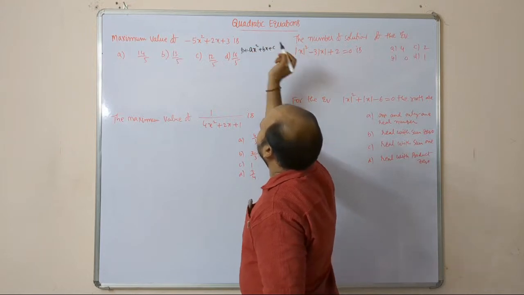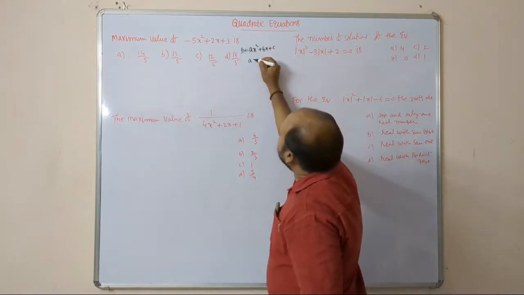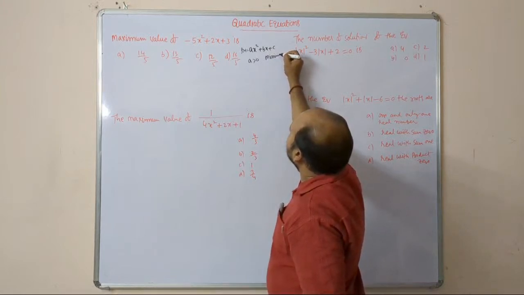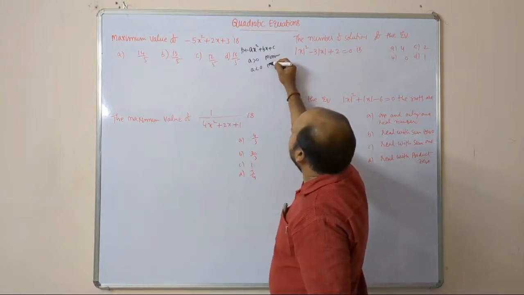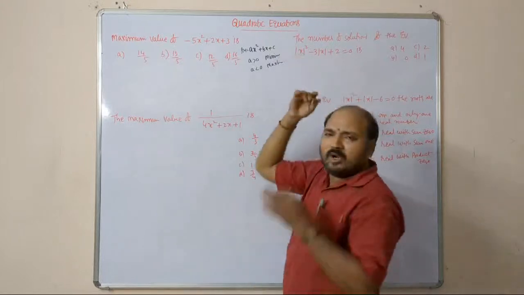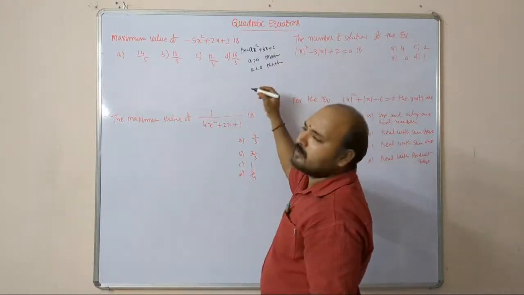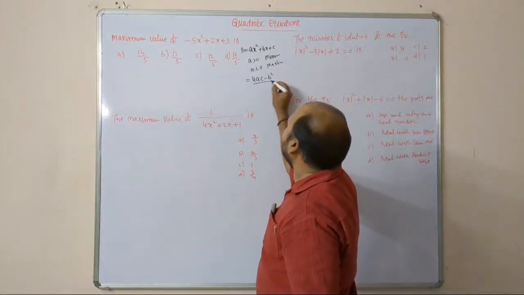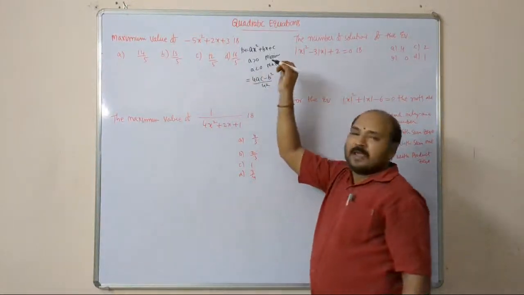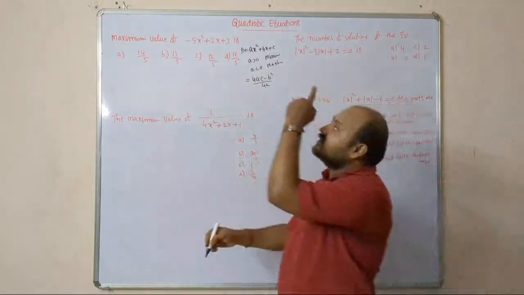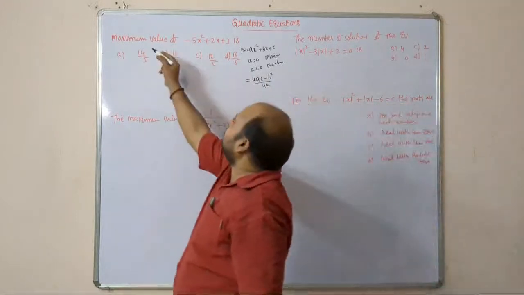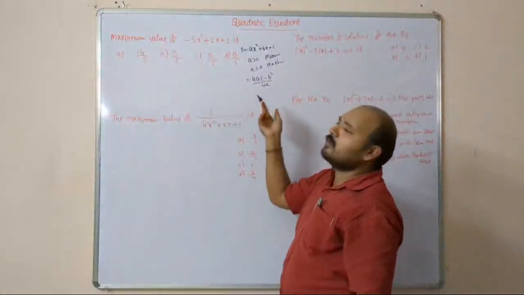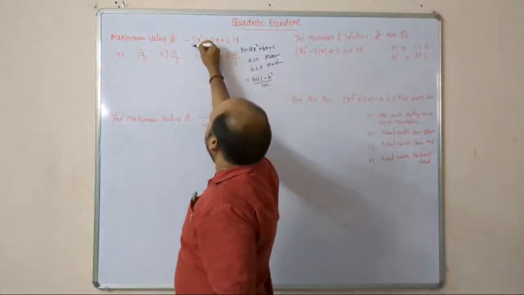when a is greater than 0, it has minimum value. A is less than 0, maximum value. Whatever it is, either maximum or minimum value, the formula is 4ac minus b square by 4a. Whether it is maximum or minimum, we can find based on x square coefficient. Here the x square coefficient is minus 5, obviously less than 0. So maximum value only will come.